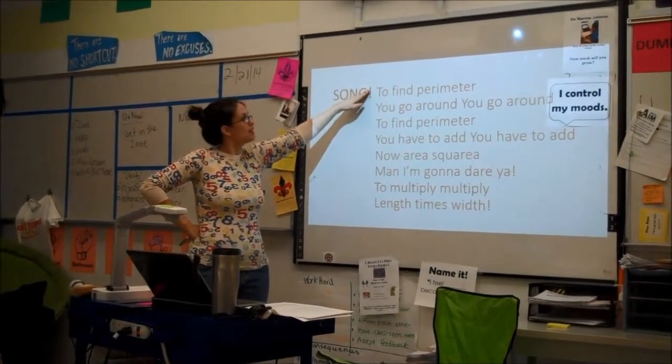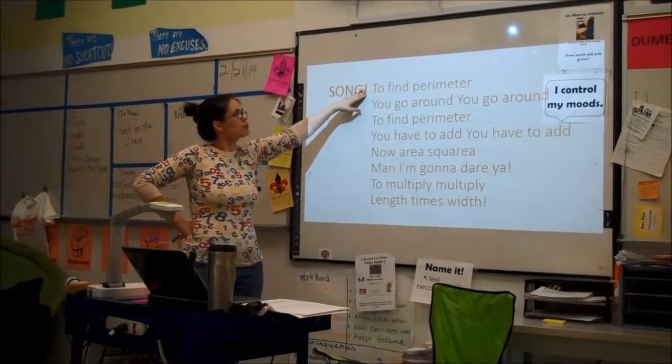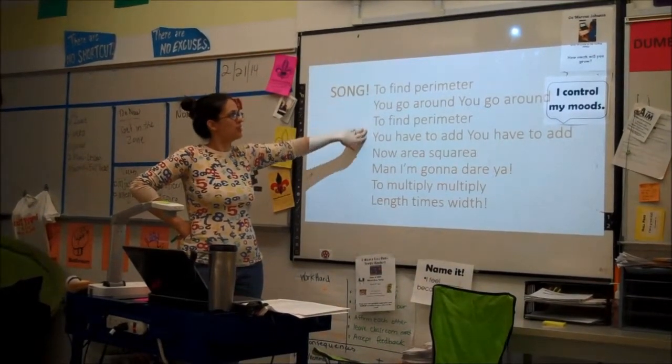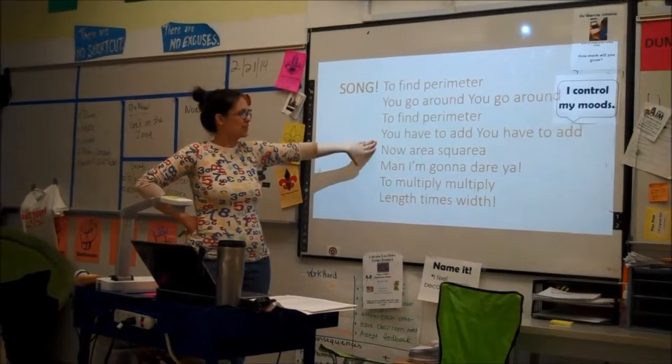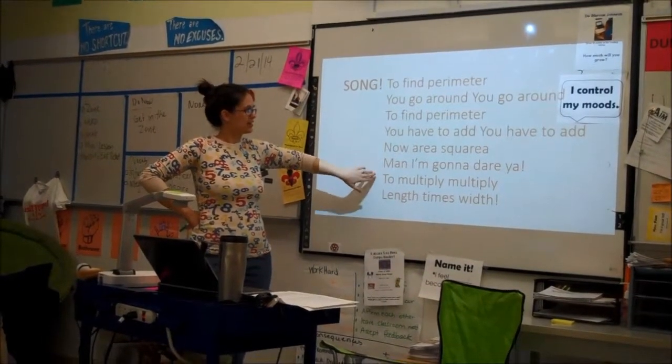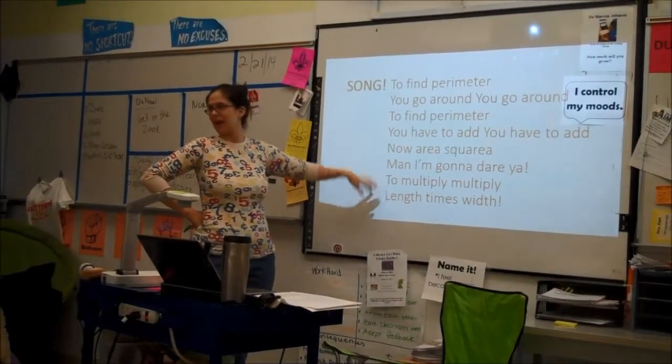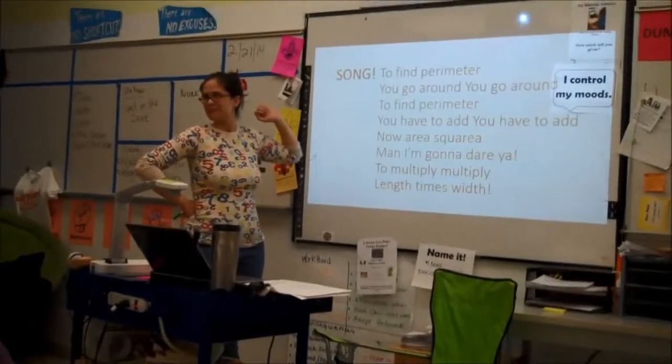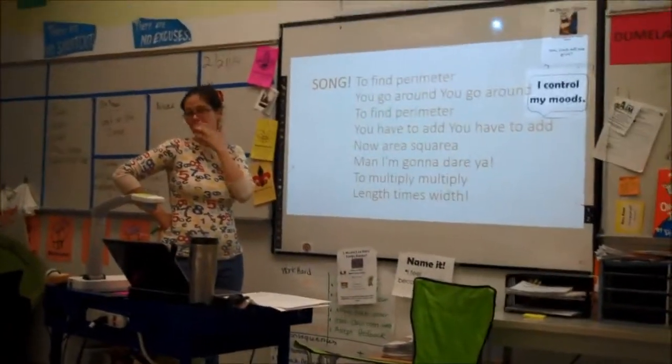To find perimeter, you go around. To find perimeter, you have to add. Now area, square area, man, I'm gonna dare ya to multiply length times width. Pretty awesome. I wrote that one myself.